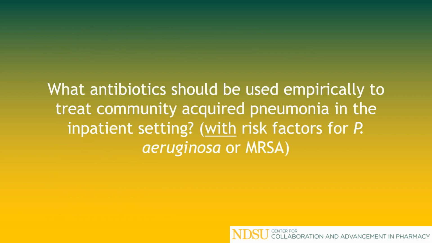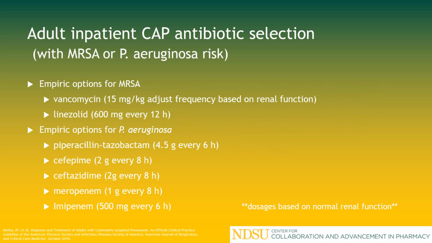Our next question is, what antibiotics should be used empirically to treat community-acquired pneumonia in the inpatient setting with risk factors for Pseudomonas aeruginosa or MRSA? The choices for adult inpatient community-acquired pneumonia antibiotic selection for patients with MRSA or Pseudomonas aeruginosa risk are vancomycin and linezolid for MRSA, and for Pseudomonas, piperacillin tazobactam, cefepime, ceftazidime, meropenem, and imipenem.